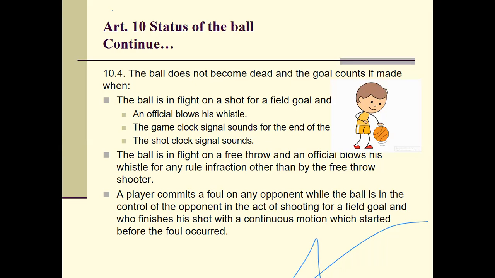A player commits a foul on any opponent while the ball is in control of the opponent in the act of shooting for a field goal and who finishes his shot with a continuous motion which started before the foul occurred.